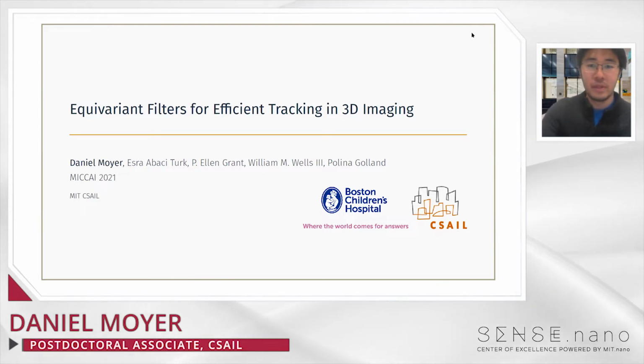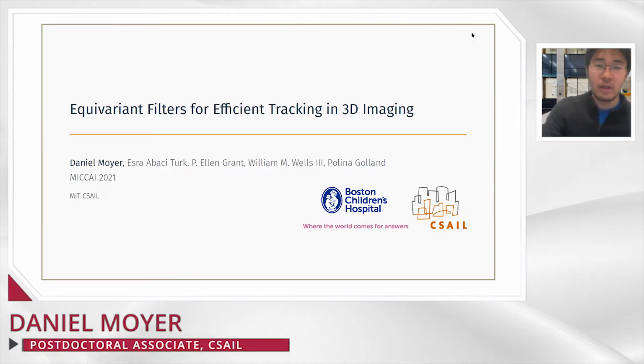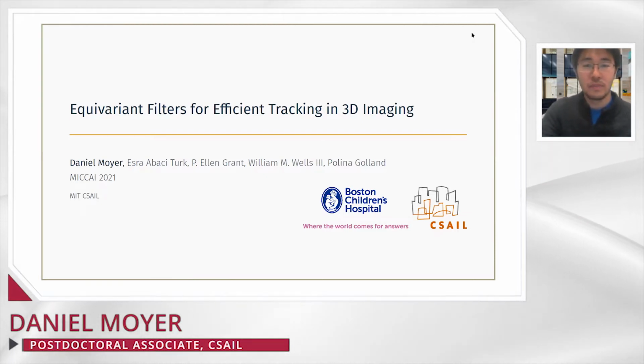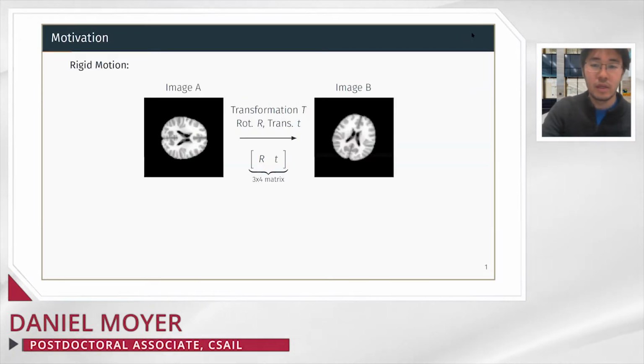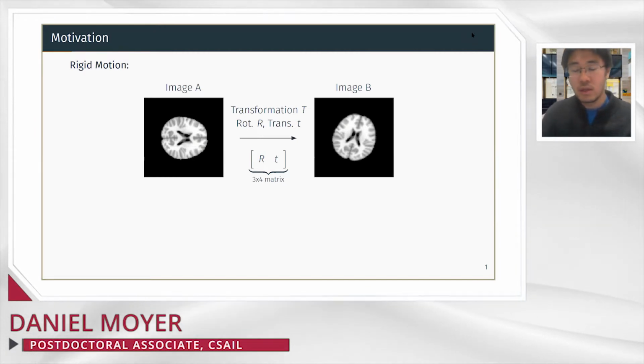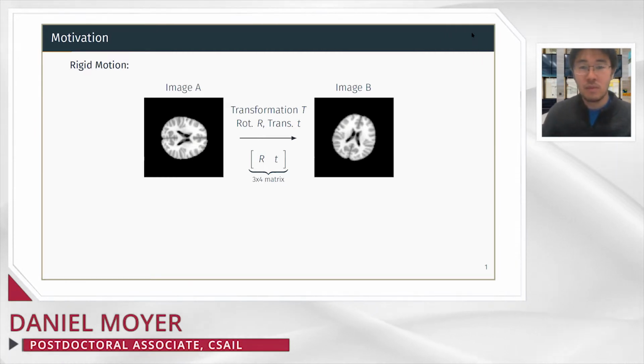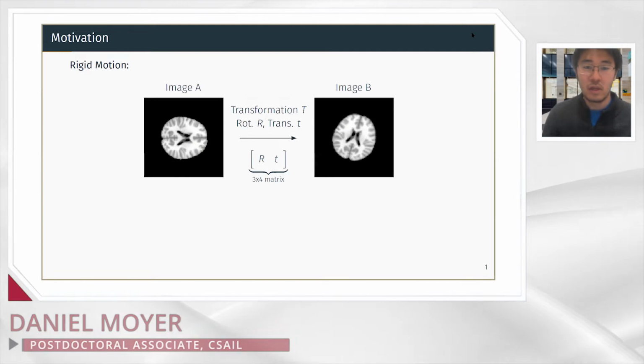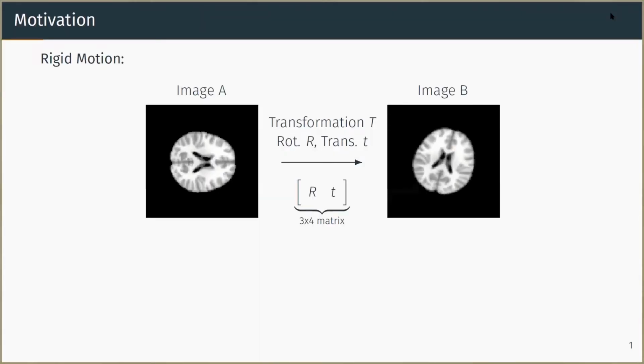Today we'll be talking about efficient tracking in 3D imaging. When we're talking about tracking, we're thinking entirely about rigid motion. So this is an MRI of a brain, and we're thinking about motion that can be described as a rotation matrix and a translation parameter. So a movement in 3D.